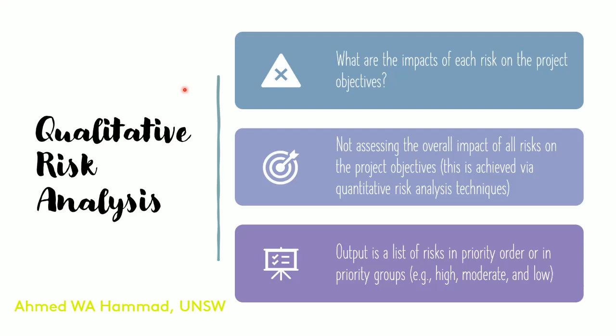Now, in terms of the questions that the analysis would attempt to answer, an important one would be what are the impacts of each risk on the project objectives? As I said, the focus would be on individual risks and how they impact these individual objectives. So over here, we're not assessing the overall impact of the risk. We're not looking at a combined effect of the risk. We're just looking at how individual risks impact project objectives.